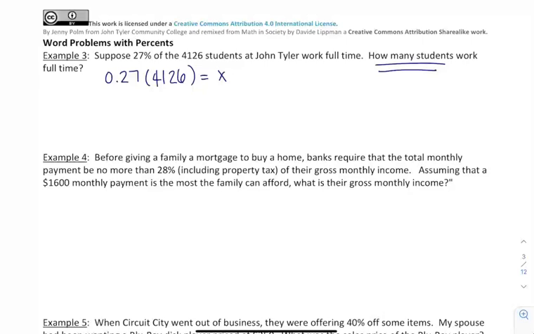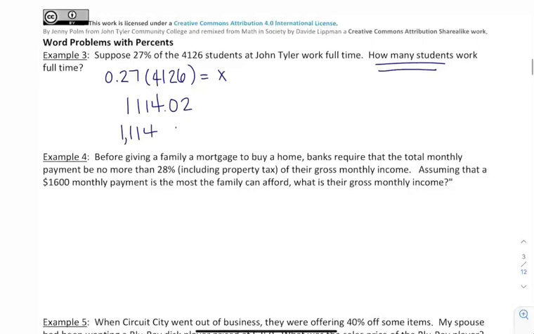So to calculate this, 0.27 times 4,126, and we're looking at 1,114.02. Now, use a little bit of context here. Rounding was involved. We're dealing with whole numbers of students, so you would not have 0.02 of a student. So here it makes sense that you would not have a decimal. Sometimes decimals are okay, but this is not one of those times because we're talking about students. And so that 0.02, we would keep it at 1,114 and not round up.